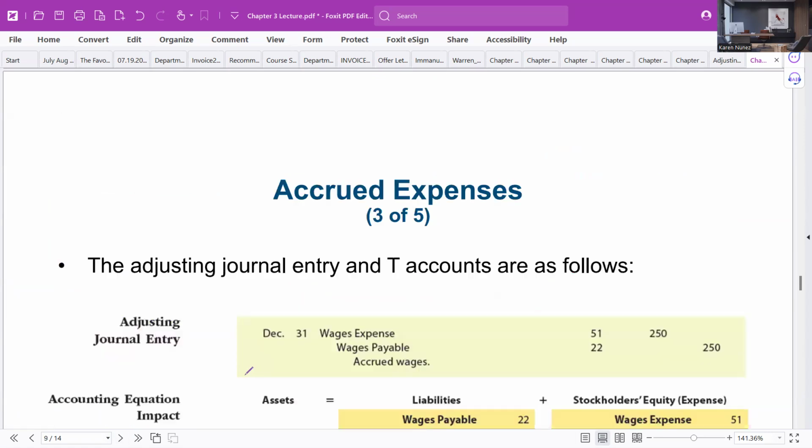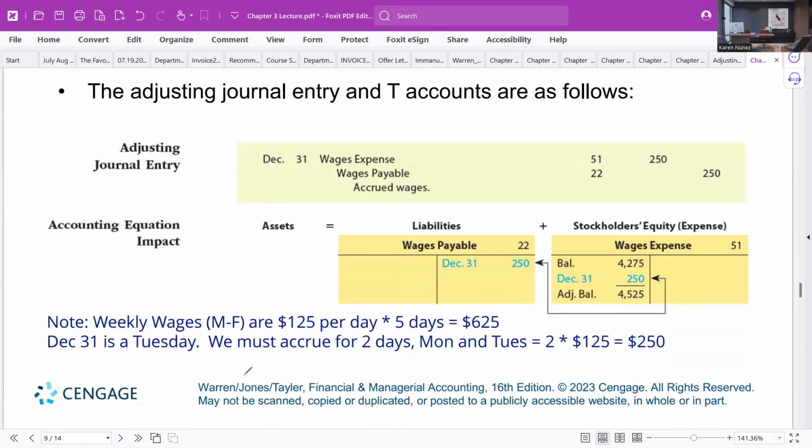And here's an example of an accrued expense. So we've incurred this expense, haven't paid it yet, but we have an expense. So we've got to bring these accounts up to date. We've got some wages. We recognize that we've got weekly wages. Every Monday through Friday, we've got wages of $125 a day we pay our people. 5 days, $125 a day, that's $625 a week. But we get to the end of the accounting period on December 31st, and that's a Tuesday. So now we've got Monday and Tuesday. We've got 2 days of wages that we owe our employees.